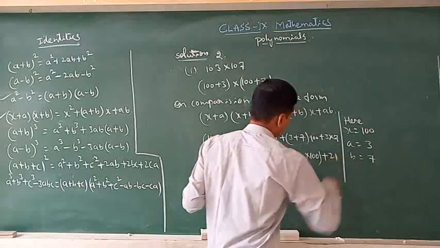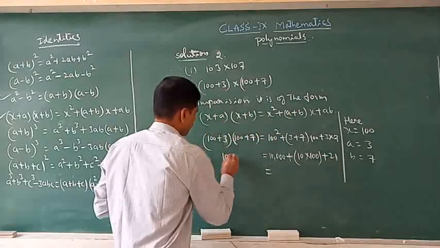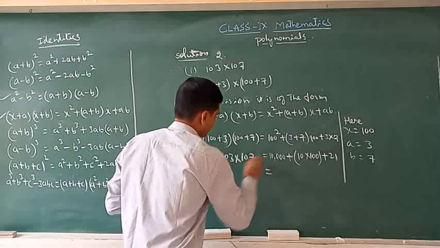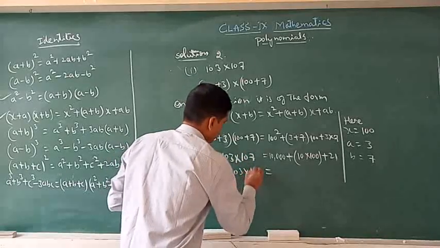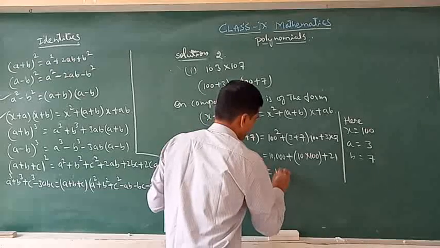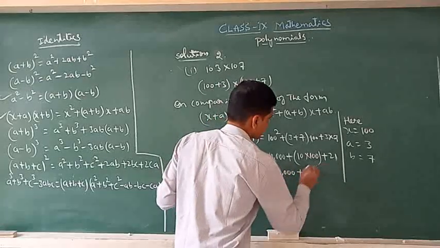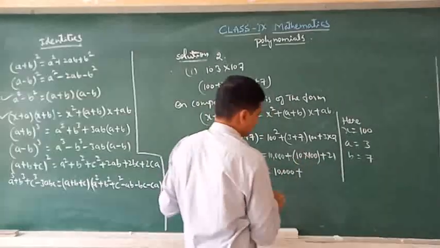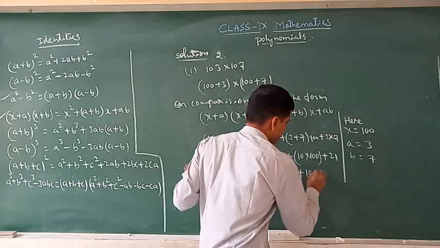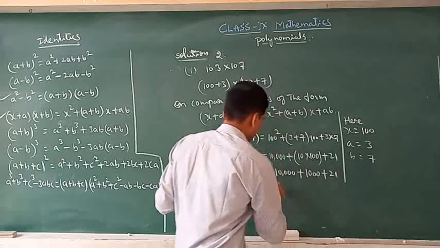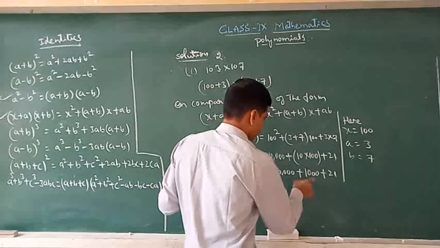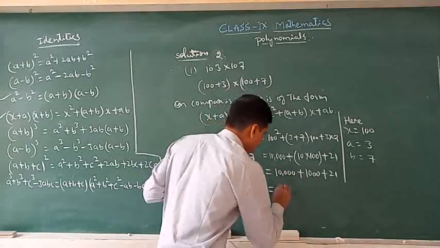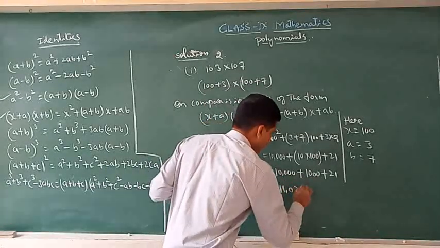Okay, plus 21. On simplification, 103 into 107 is equal to 10,000 plus 100 into 10, that means 1000, plus 21. Now simplify 10,000 plus 1000, it is 11,021.